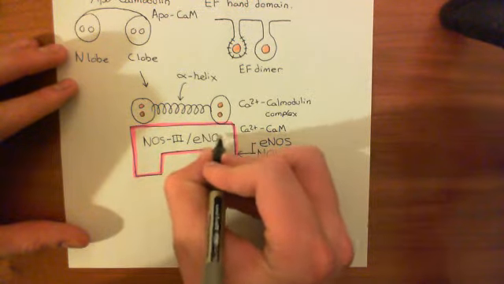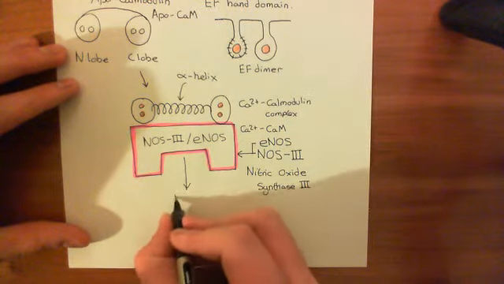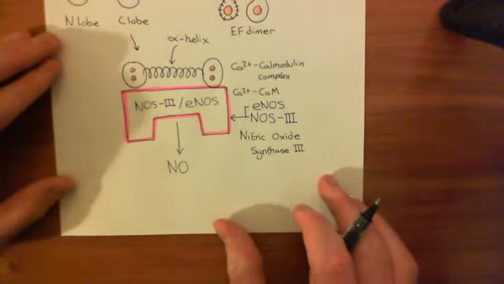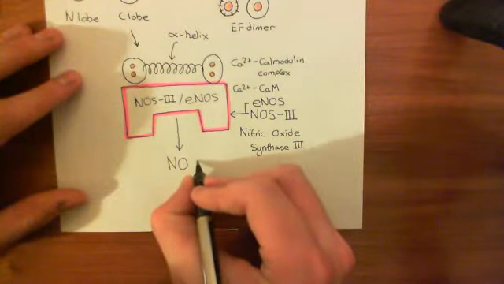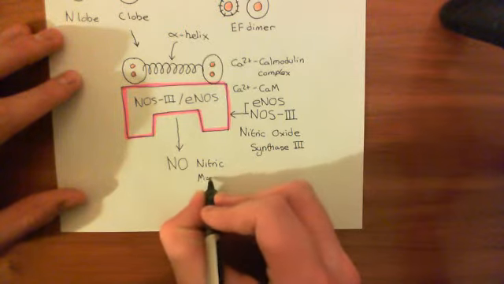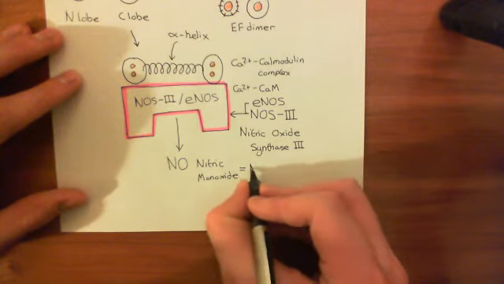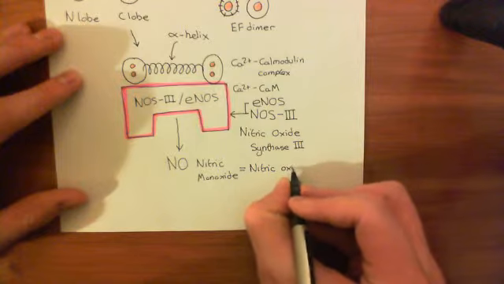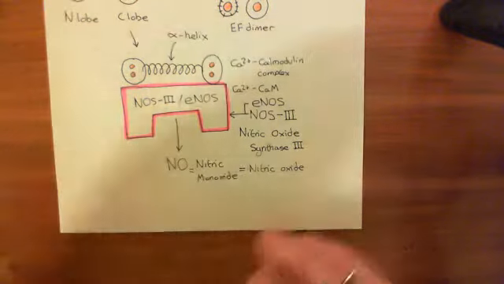NOS3/ENOS here. Okay, so basically it's going to start creating nitric oxide, or NO. Now, nitric oxide, the correct name for it is nitric monoxide. So the correct name is nitric monoxide, but everyone just calls it nitric oxide. So this is nitric oxide.